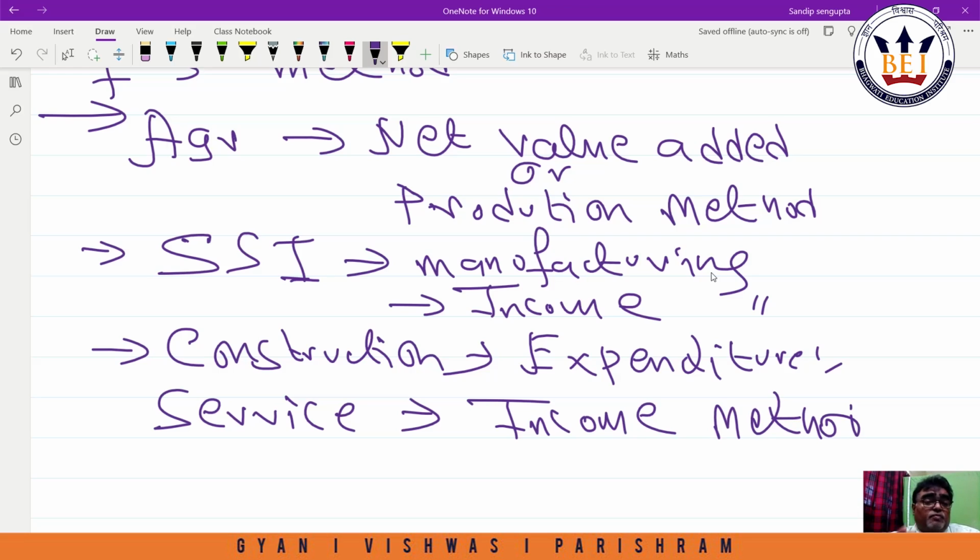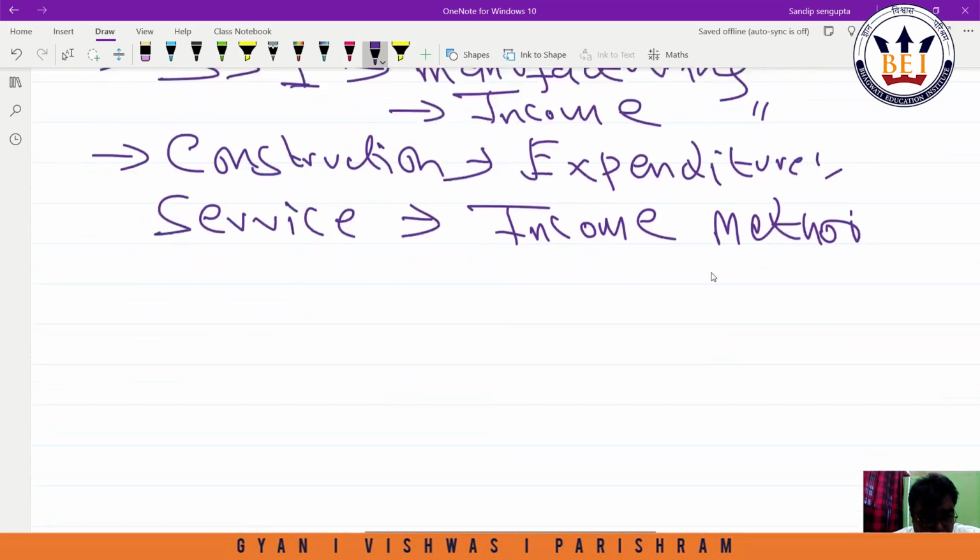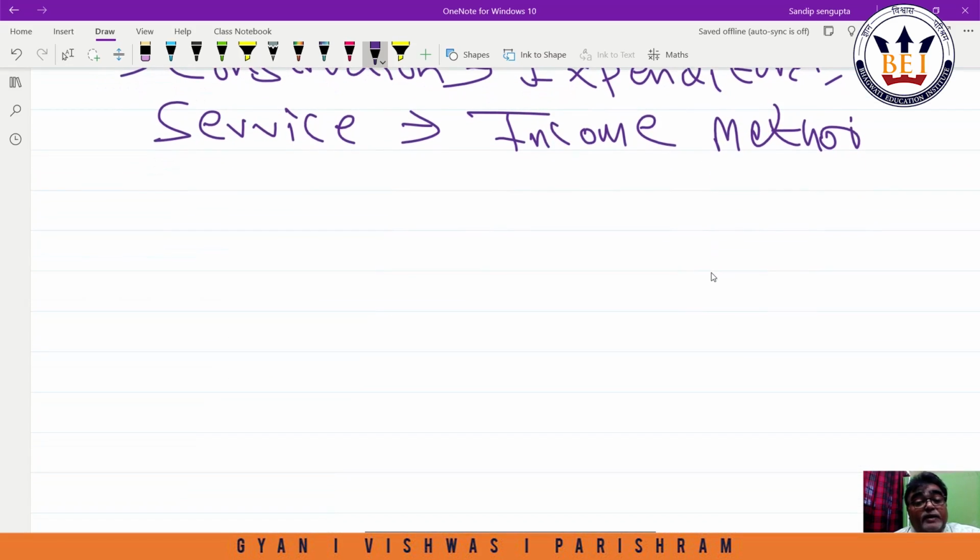When you answer this, you segregate this way, the way I have written. For agriculture, it is obviously by production. SSI, mostly income, but production also. Exactly the things which your study material has given, I am giving you this, so that it will be helpful for the examiner to distribute marks. Service, income method.